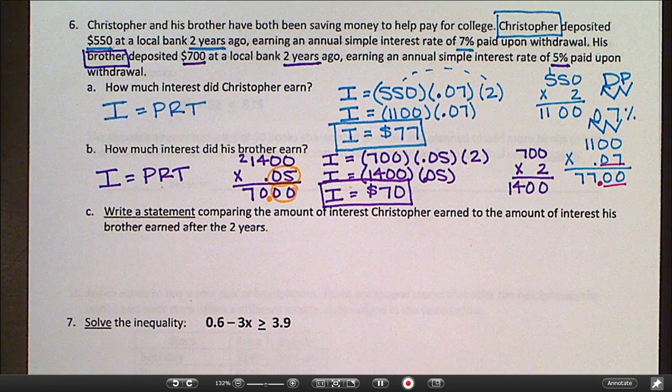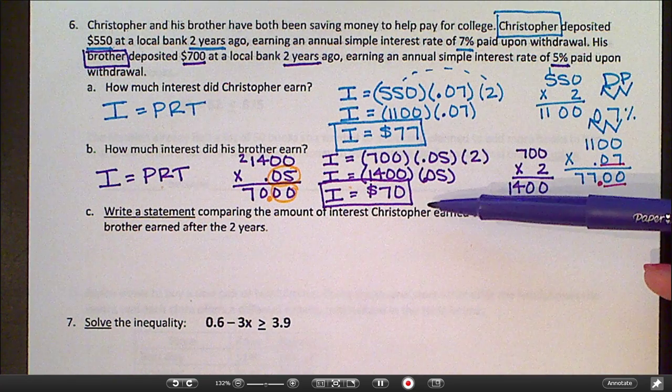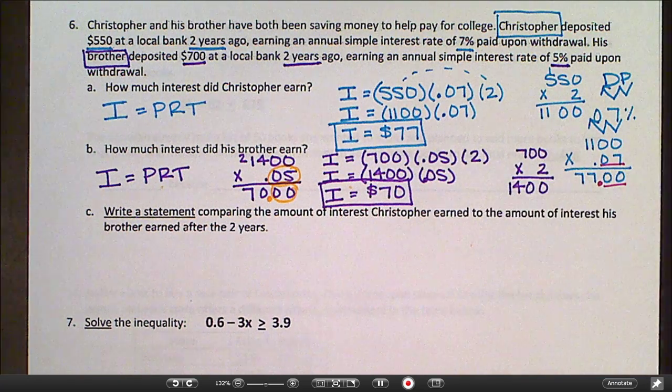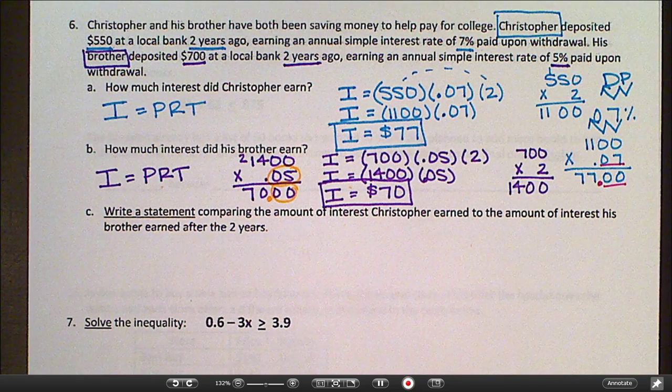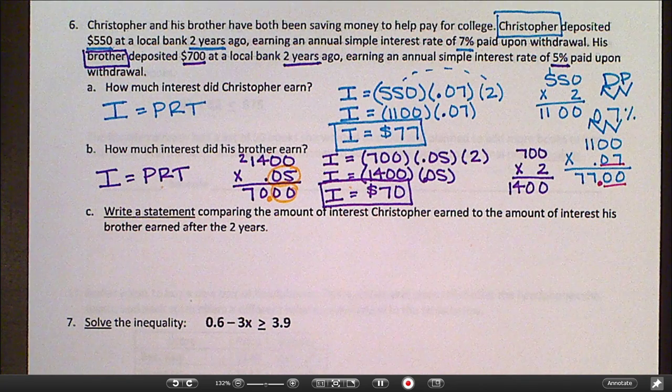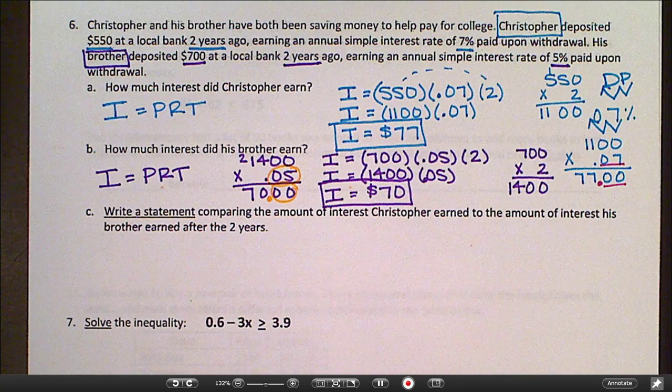So who earned more interest? Christopher earned $77 interest. His brother earned $70 interest. Please write a statement comparing the amount of interest Christopher earned to the amount of interest his brother earned after the 2 years. I might say something like, Christopher earned $7 more than his brother over 2 years. So I'd like for you to put that in your words and make a comment or a statement in a complete sentence.